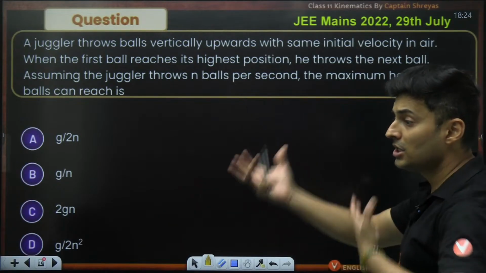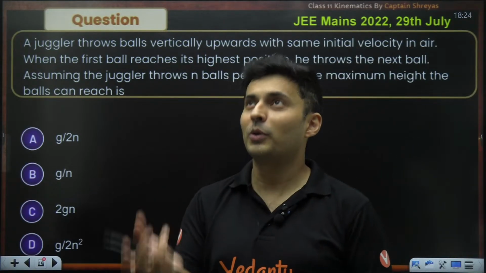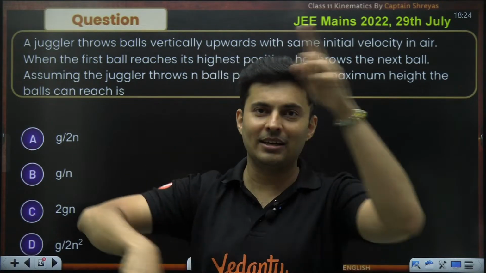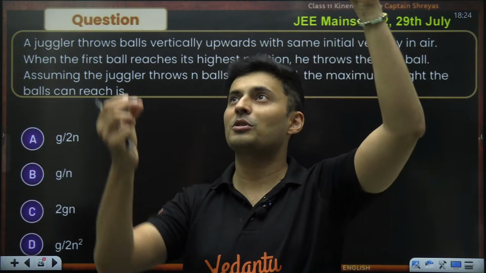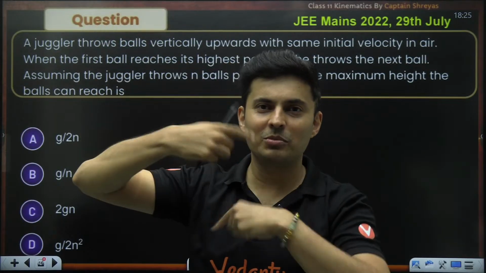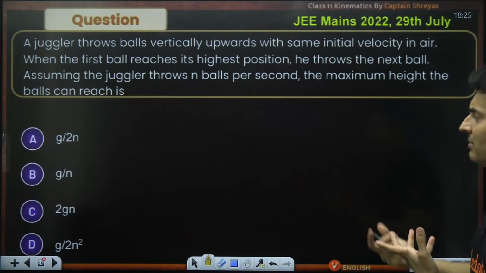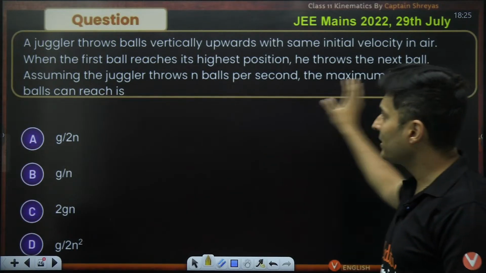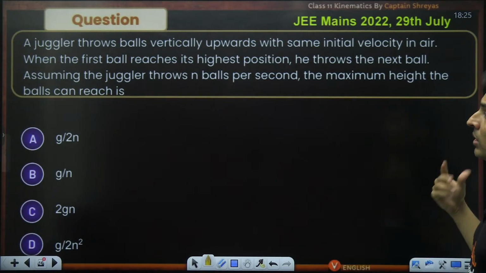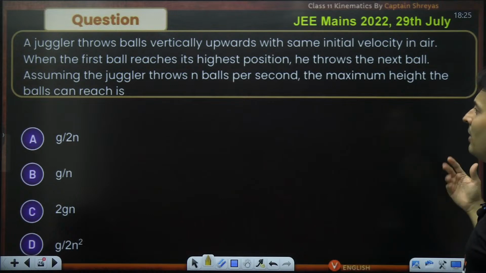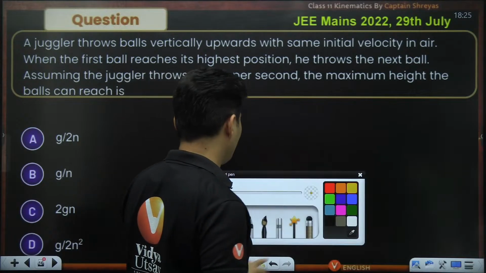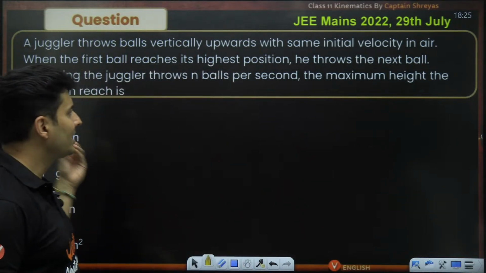A juggler. Juggler means you take some object, you throw it, and before it reaches your hand, you throw the next object, then you throw the next object. You can have 3-4 objects going like this. One object is here, the next object is thrown, this goes here, and the next object is thrown, and then you catch this, and then you throw it again. So that is juggling, and you throw it at equal intervals with the same speed. So with the same initial velocity, when the first ball reaches its highest position, he throws the next ball. Assuming the juggler throws n balls per second, the maximum height the balls can reach is how much?